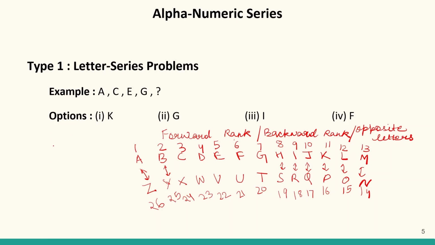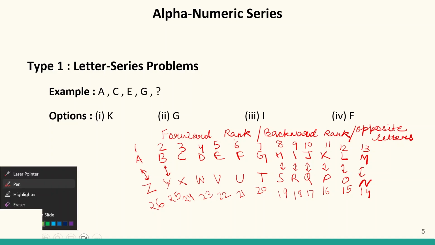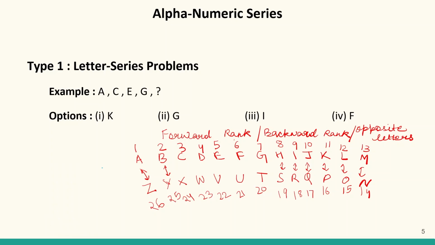So what will be the backward rank? If we have to assign them backward rank, what will it be? Let's say that A is denoted by, I'll write it on this side, 26. B is denoted by 25. Similarly, C is denoted by 24. Then 22. Z is denoted by 1. Y is denoted by 2.